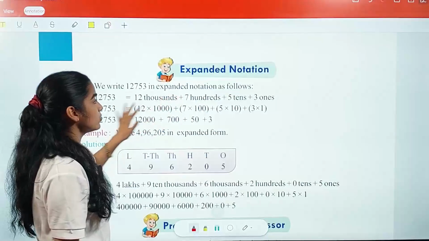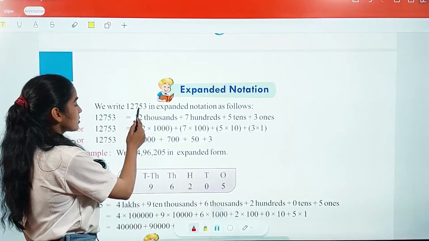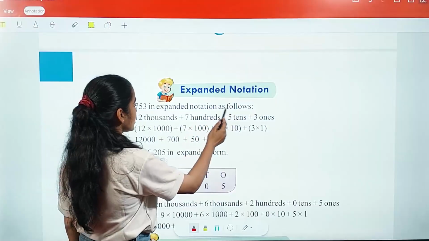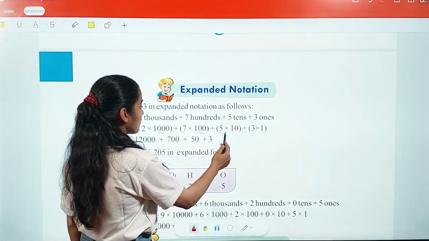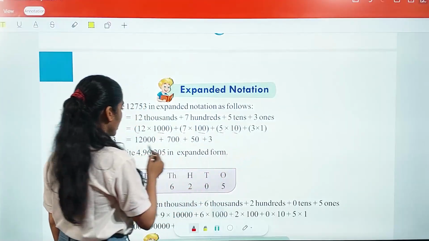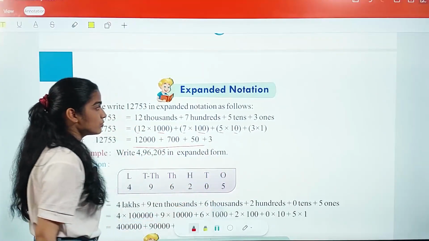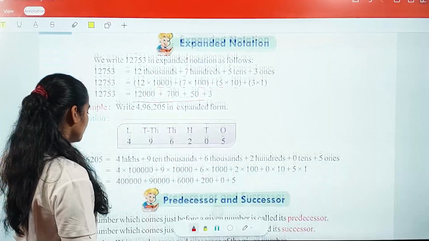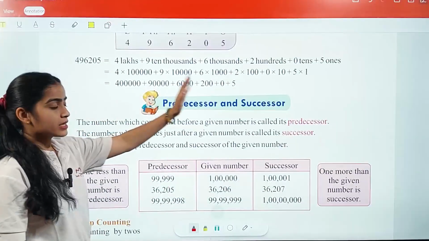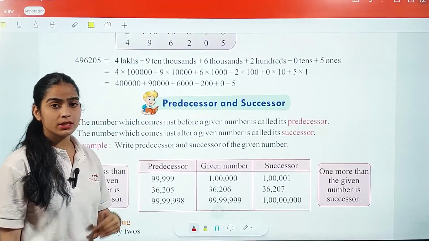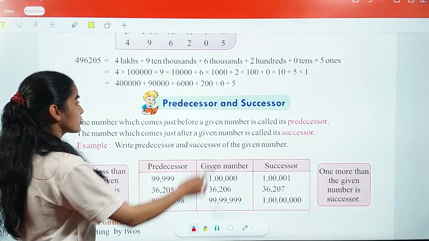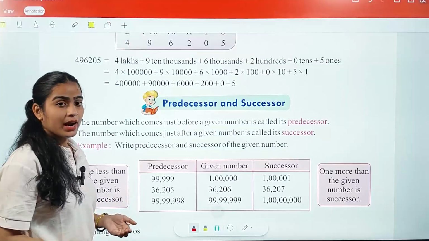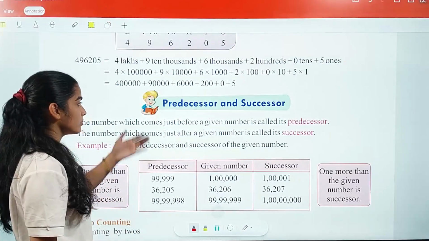Now expanded notation. We write 12,753 in expanded notation as follows: 12 multiplied by 1000, 7 multiplied by 100, 5 multiplied by 10, 3 multiplied by 1. So this is your expanded form. Okay. After this, predecessor and successor. We already learnt about this in our previous classes: adding one to a number gives its successor, and subtracting one from a particular number gives its predecessor.